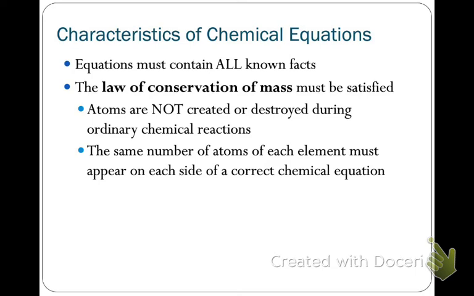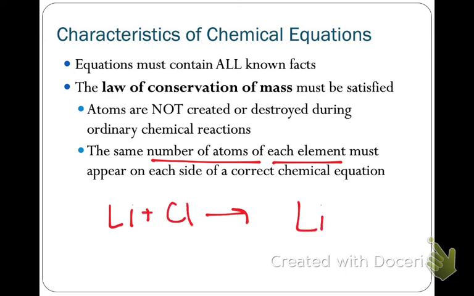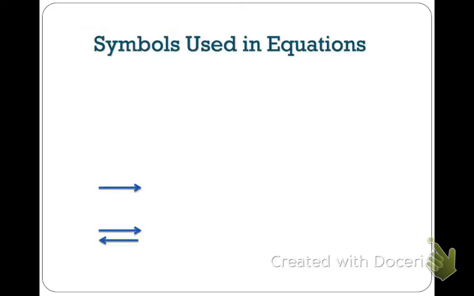Even if they're changing places, the number of atoms of each element has to be the same on each side. If we have one lithium on this side of the arrow, we need to have a lithium on this side. If we have one chlorine over here, we have to have a chlorine over here. That's what we're going to start looking at as we deal with the law of conservation of mass.